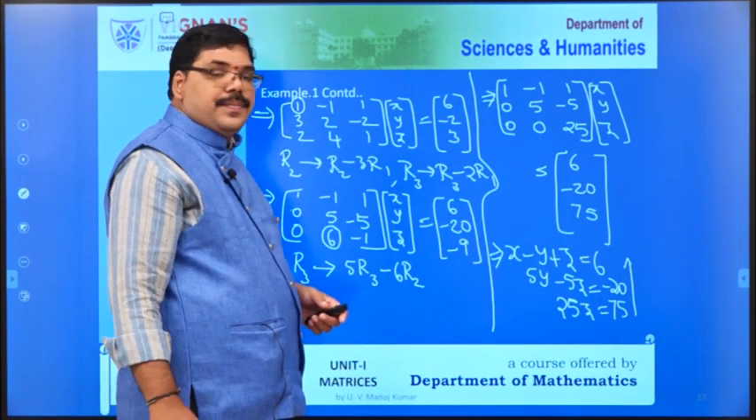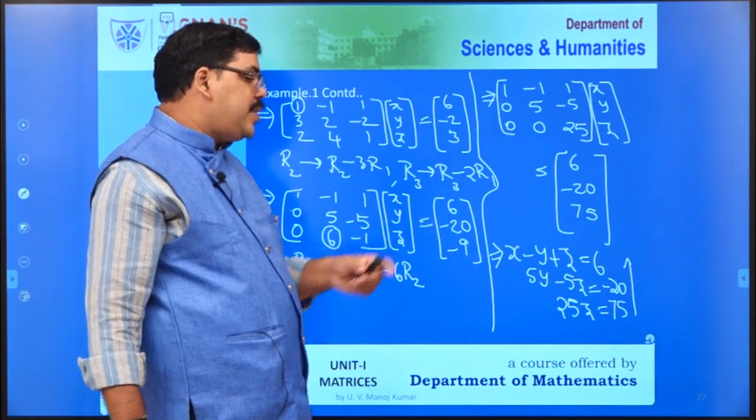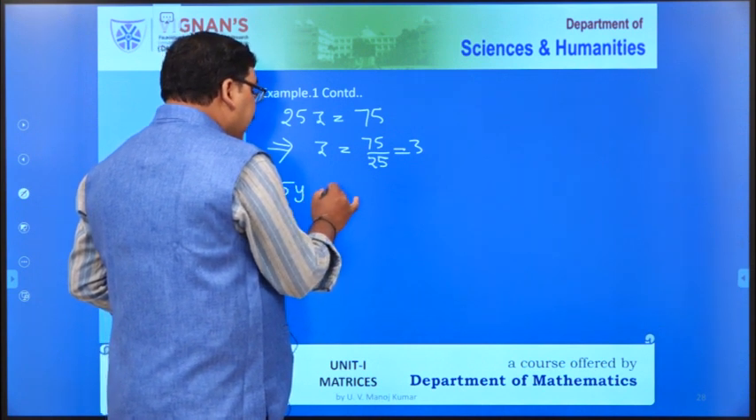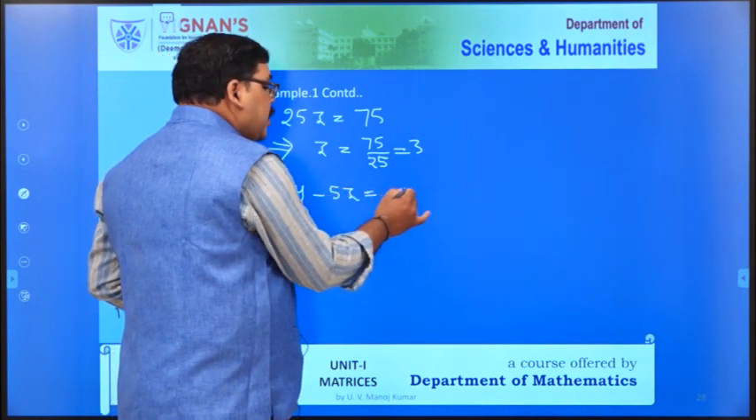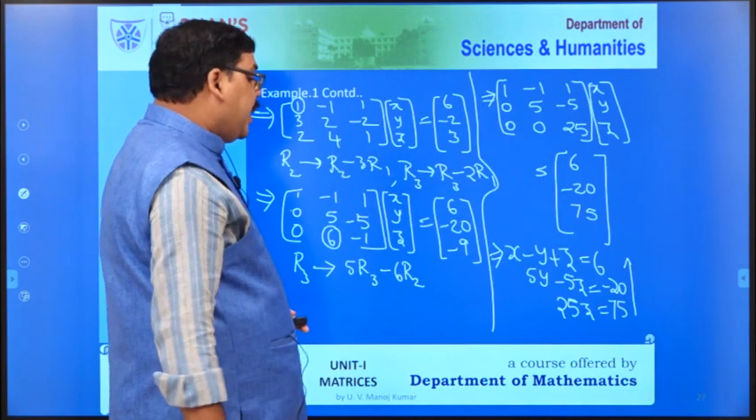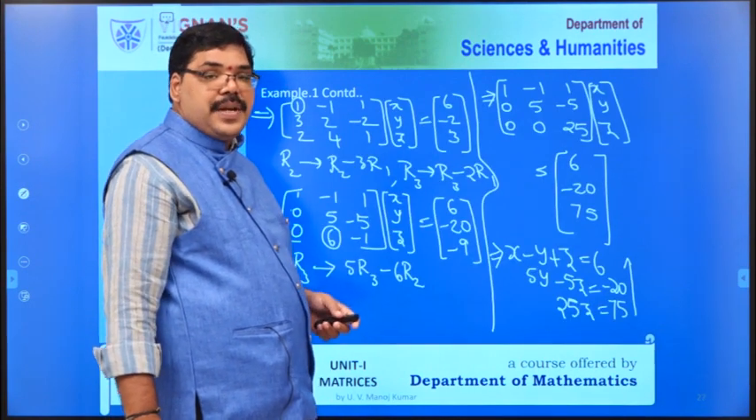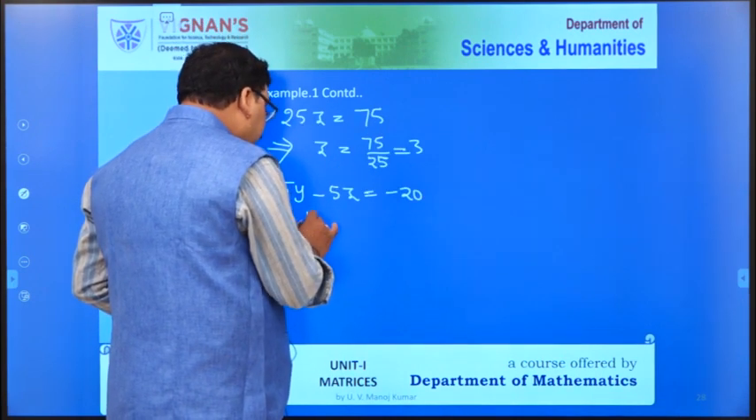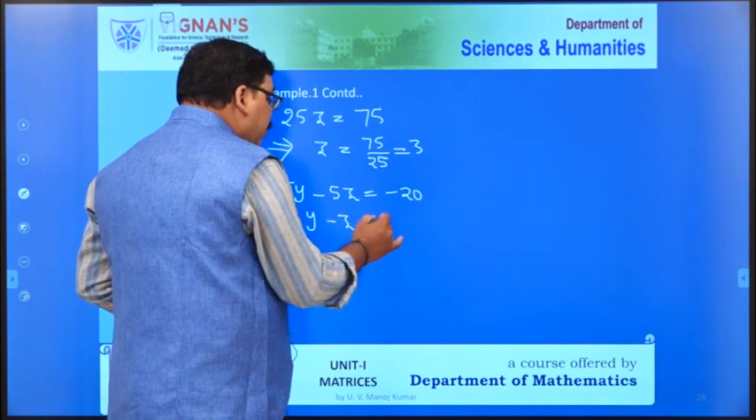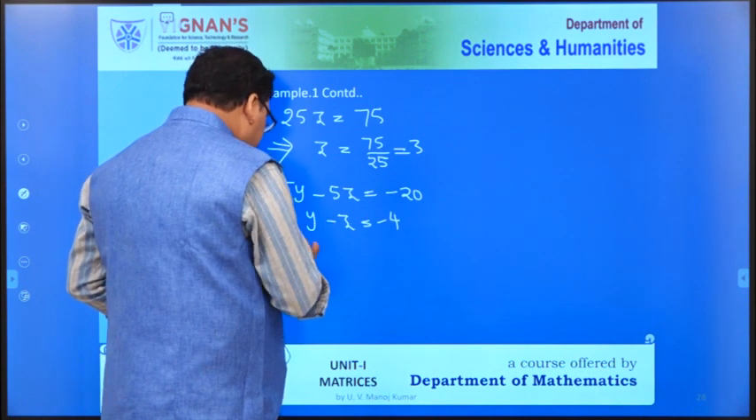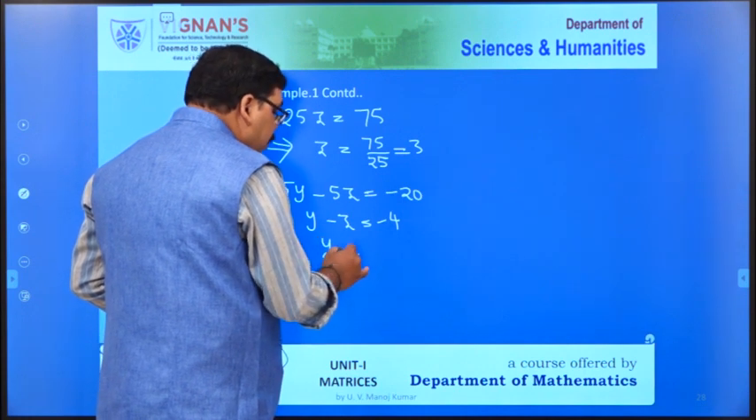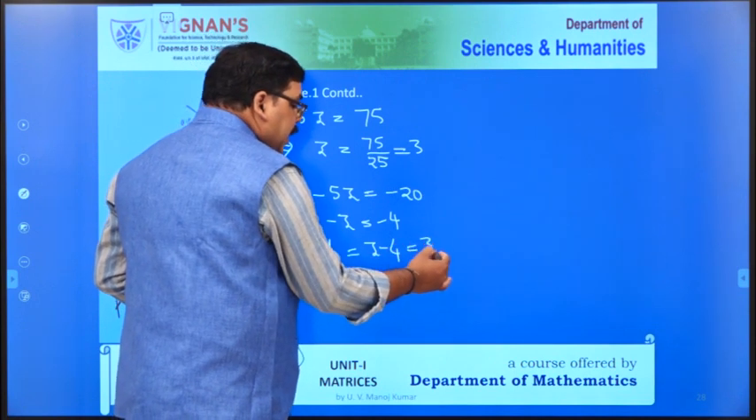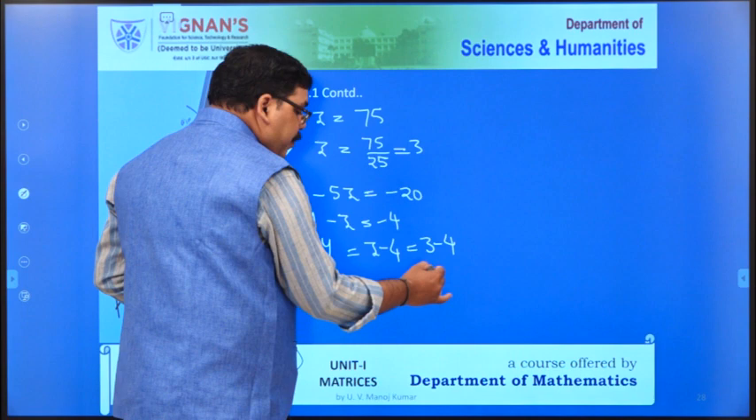What is the second equation? 5y minus 5z equals minus 20. So this implies if you cancel 5, y minus z equals minus 4, which implies y equals z minus 4. What is z? 3. 3 minus 4, what is its value? Minus 1.